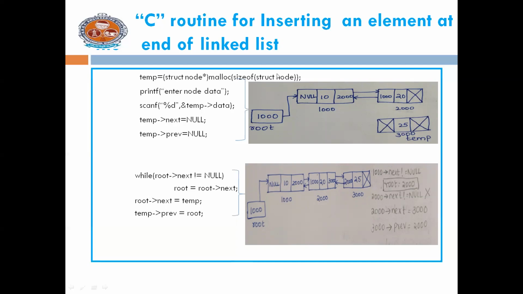Initially our root value is 1000. So I'm checking 1000 next is not equal to null. What is the 1000 next value here? 2000, which is not null.